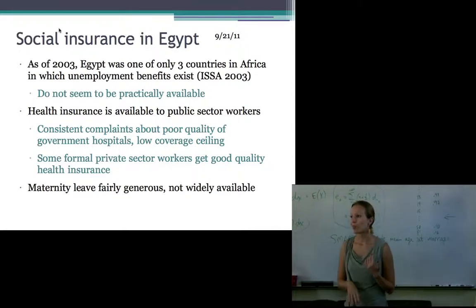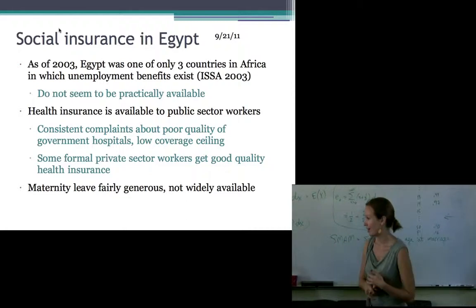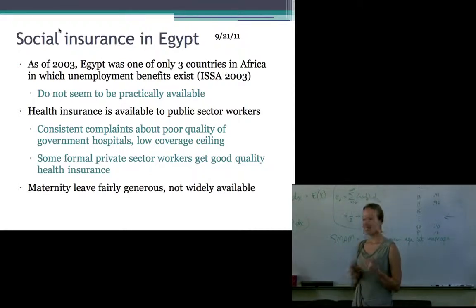And interestingly enough, most people thought they were a bad idea. Pretty much everyone we talked to, except a couple of young men who were sort of in and out of unemployment, thought that Egyptians would cheat. They're like, everybody will cheat. They'll find ways to stay on the program without actually being unemployed. And there was really very little support for the idea, interestingly enough.